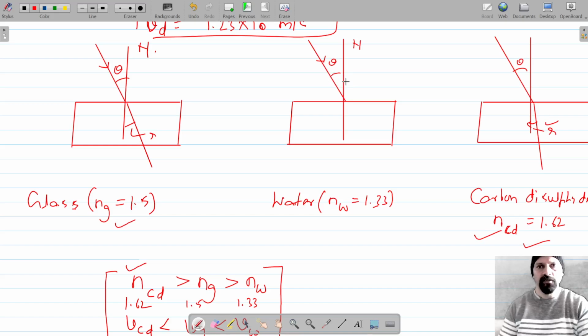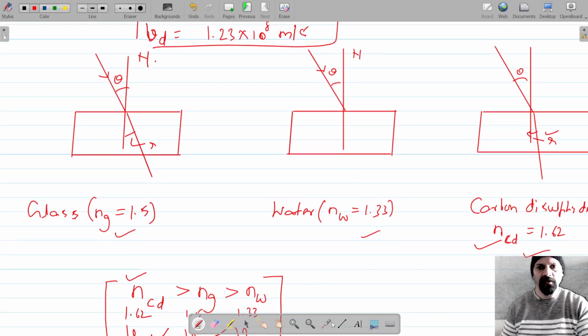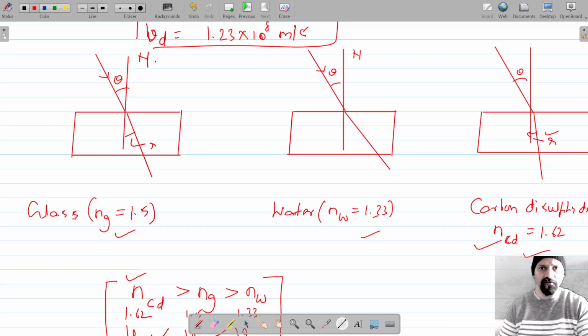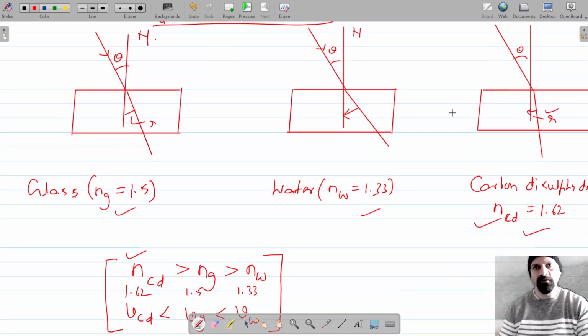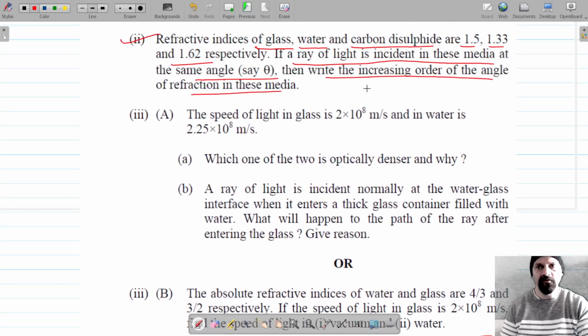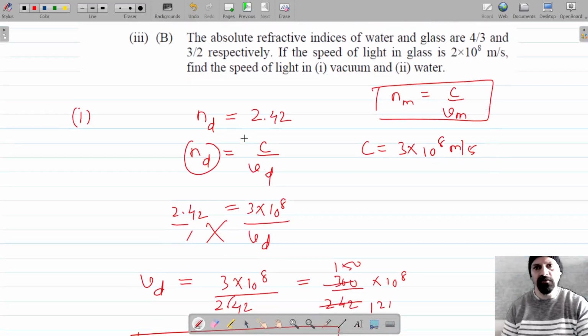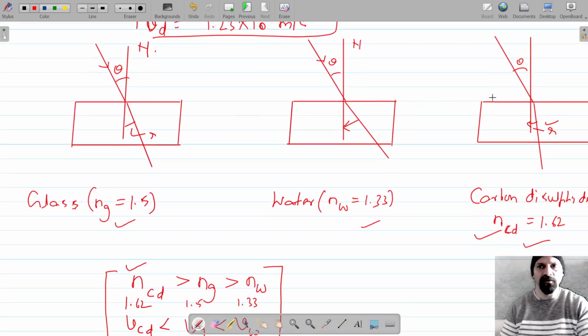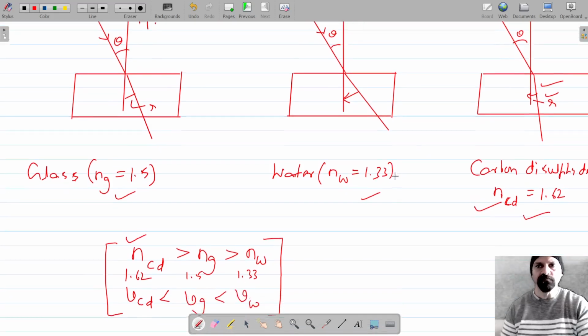Now here the refractive index is less, so the ray will bend least in this case. So here the angle of refraction will be the greatest. Now we have to write what is asked in the question. The question is to write the increasing order of the angle of refraction. Increasing order means we have to write the least one first. So the least one is here.